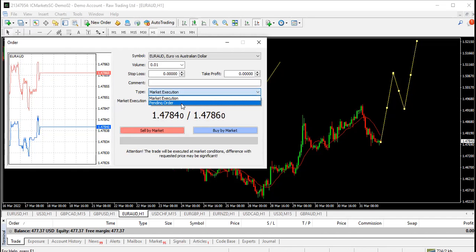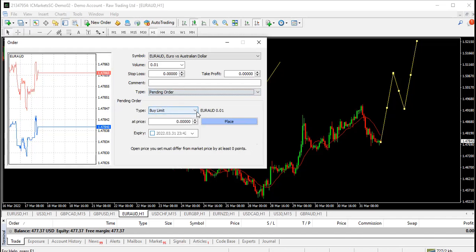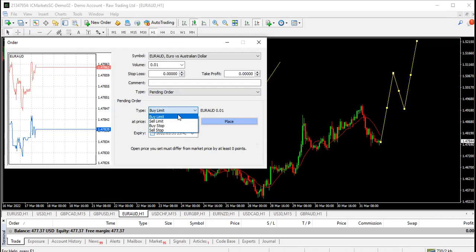Don't forget you are using pending orders. So you click on the pending orders, then it will give you different types of orders. There's a buy limit, then the sell limit.